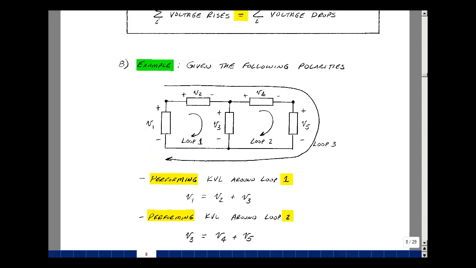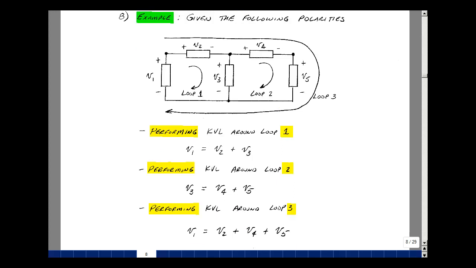So if we perform Kirchhoff's voltage law around loop 1, I'm going to go around clockwise. I have a rise in voltage of V1, a drop of V2, and a drop of V3. So V1 is equal to V2 plus V3. If we were to go around loop 2, just starting here and coming back to the same start point, I have a rise in voltage of V3, a drop of V4, and a drop of V5. So V3 equals V4 plus V5.